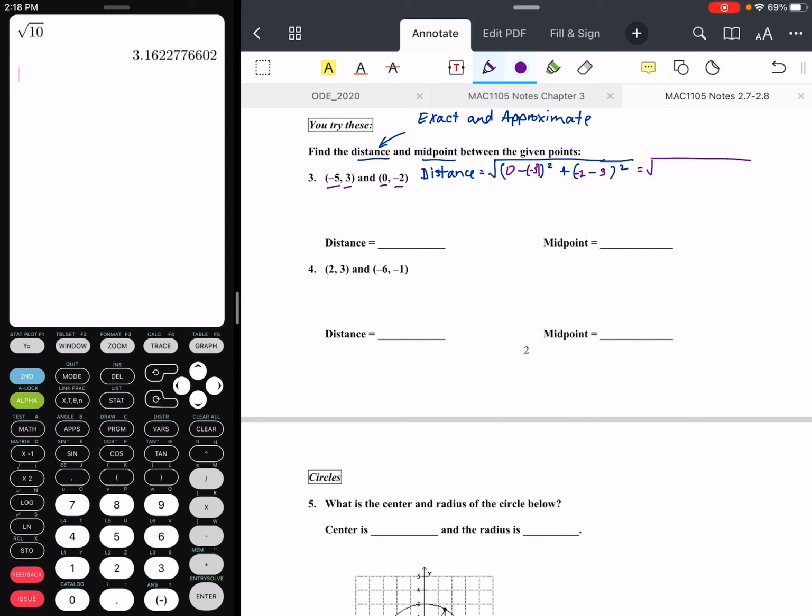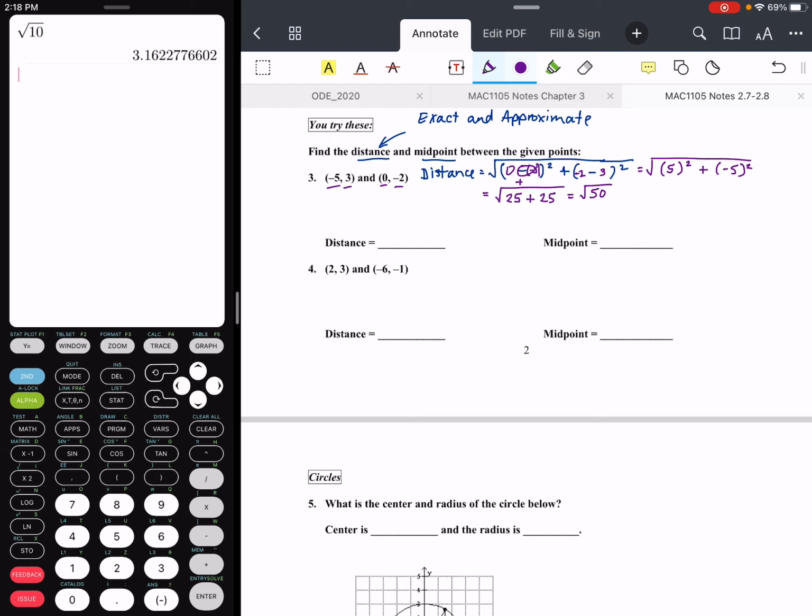So here, 0 minus -5, squared, is really going to be 0 plus 5 squared. So that's going to give me positive 5 squared plus, and then next door, -2 minus 3 gives me -5 in parentheses squared. 5 squared is 25 plus, and then -5 squared is also positive 25. And again, remember to add these up. So this gives me the square root of 50.